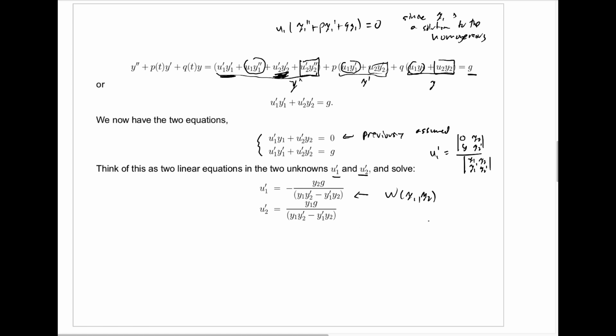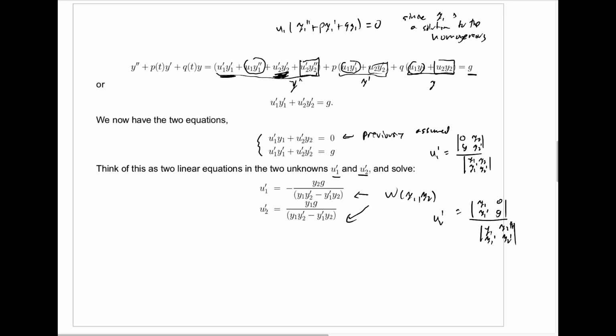How do we get u2? Well, again, Cramer's rule tells us u2 prime would be the determinant of y1, y1 prime, then we would have 0 and g here, over the same denominator, y1 y2 prime minus y1 prime y2. And again, this denominator is exactly the Wronskian, and the numerator is just y1 times g. There's no minus sign this time. This determinant is y1 times g. So this tells us what u1 prime and u2 prime are.